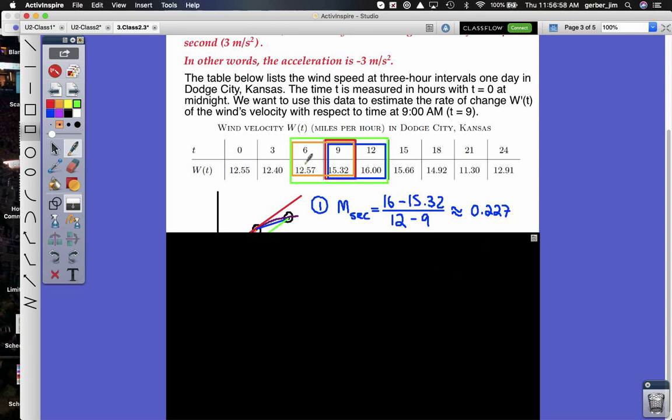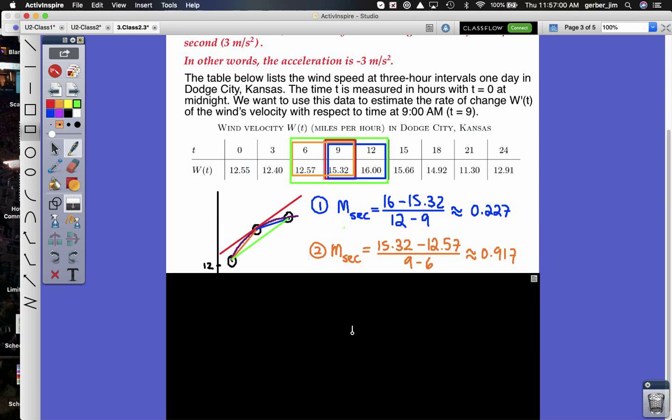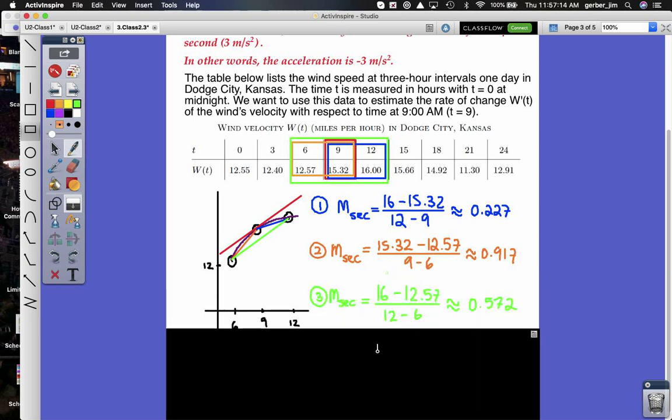If we look at the orange one, from 6 to 9, we see this: 15.32 minus 12.57 over 9 minus 6. And that comes out to 0.917 miles per hour per hour. And if we use the green one, we have 16 minus 12.57 divided by 12 minus 6, and that comes out to 0.572 miles per hour per hour. And all three of those are acceptable.